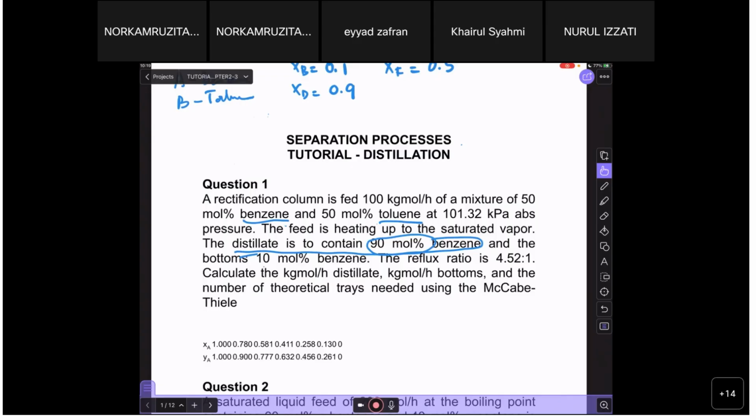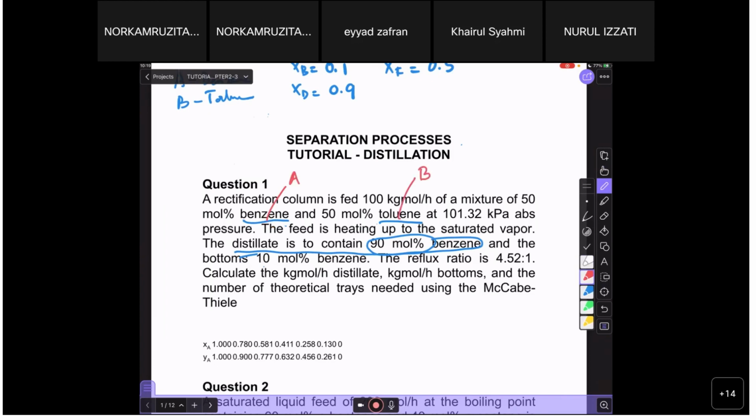So I think you have drawn this graph already. You have drawn this equilibrium curve already. From your graph paper, you need to know the more volatile component in this case is benzene, and the less volatile is toluene. So benzene is your component A, and toluene is your component B.